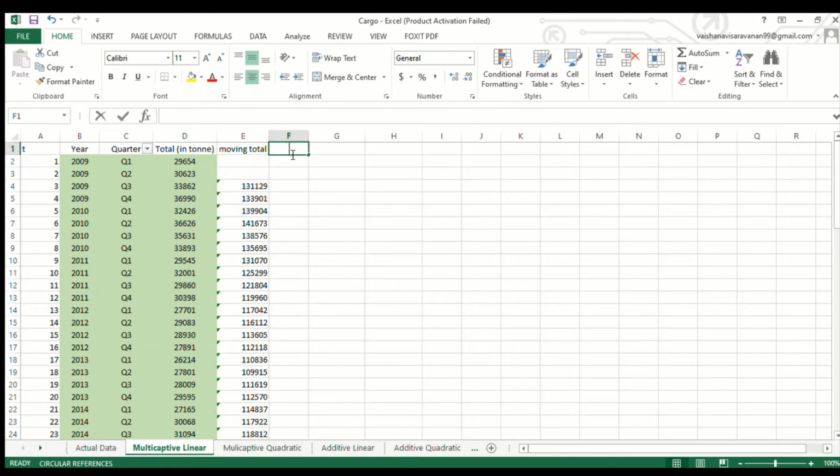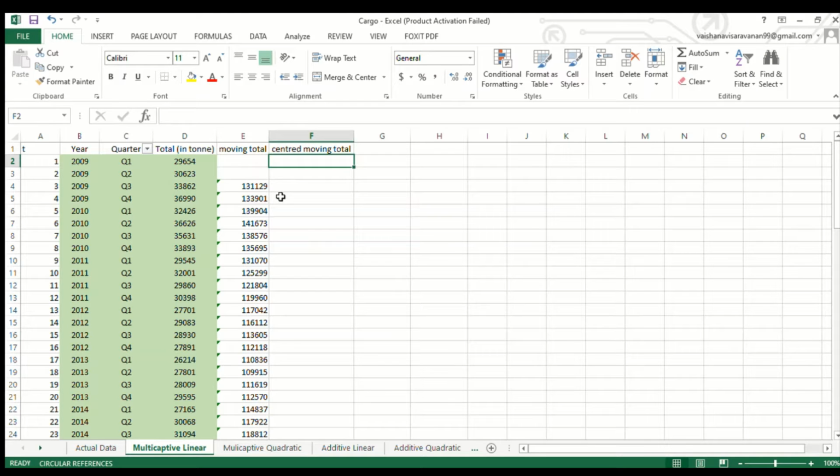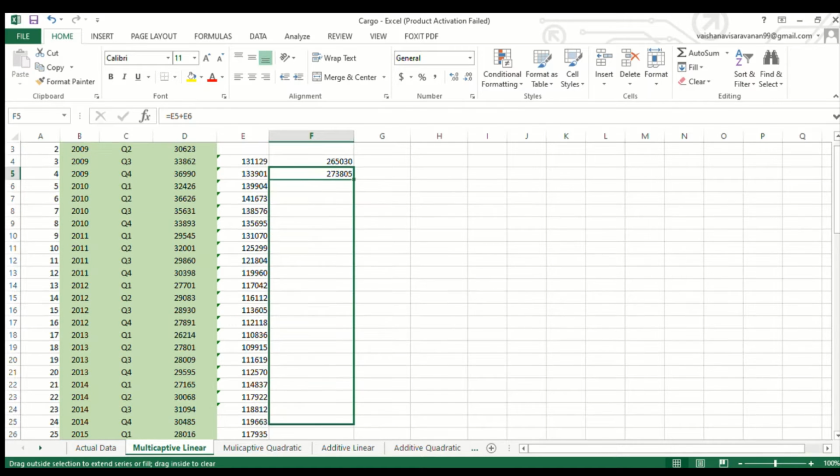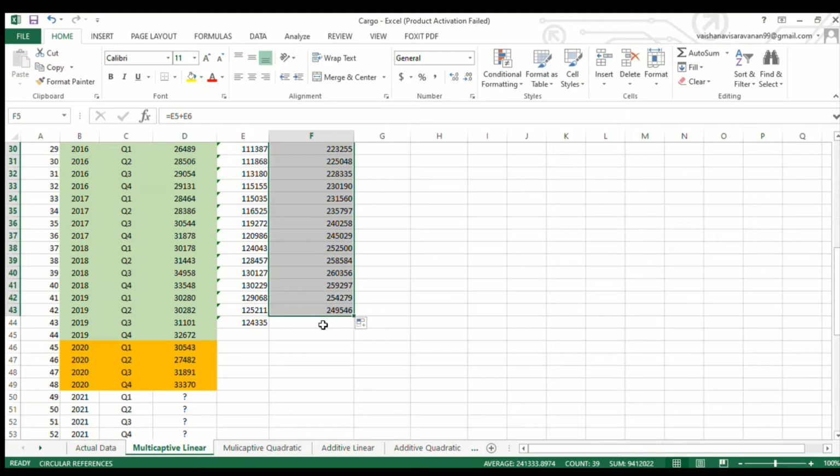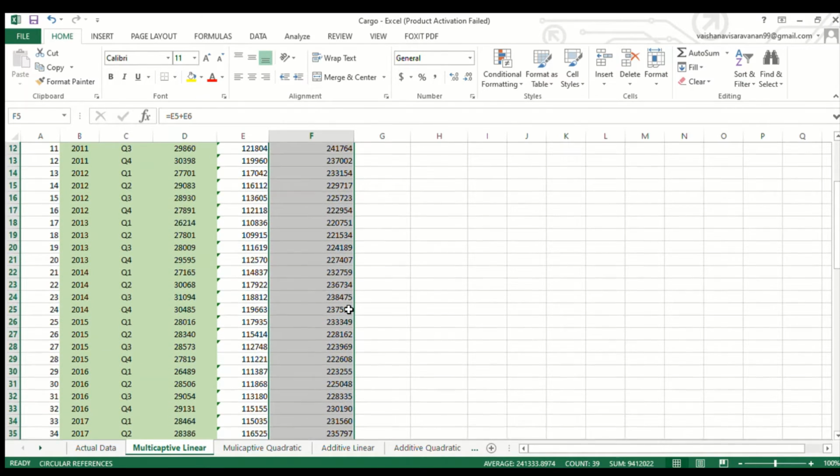Next, I'm going to calculate the centered moving total. For the centered moving total, it starts from the third cell as well, and we are going to add E4 to E5, which is moving total of T3 plus moving total T4. And the next one will be moving total T4 plus moving total T5, and continuing till T42. Because if we want to take T43, we don't have a value for T44. So these cells will be considered not valid.